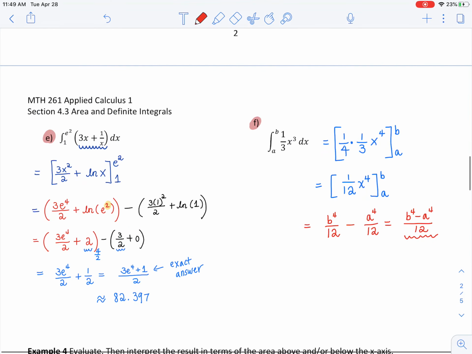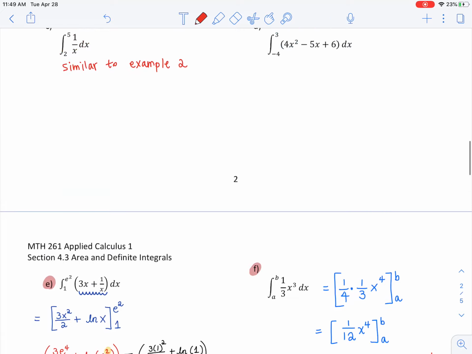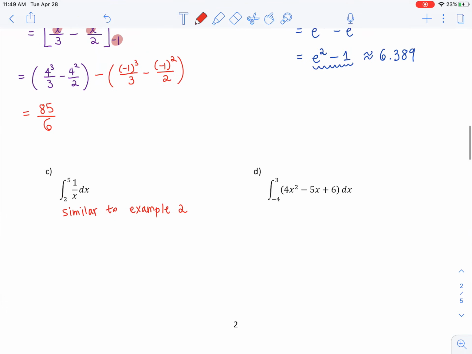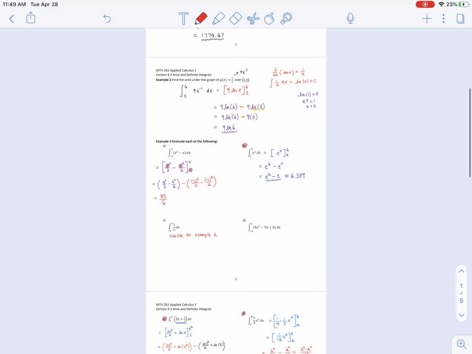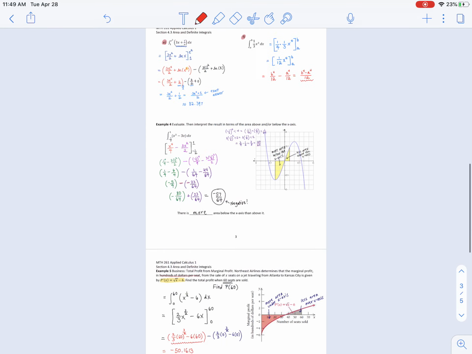So when I prepared these notes, I think I just put way too many examples. C is very similar to example 2, so I'll skip. And D is the same, almost like problem number 3A.